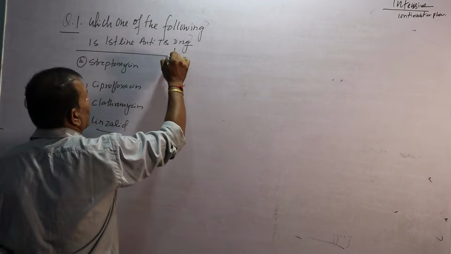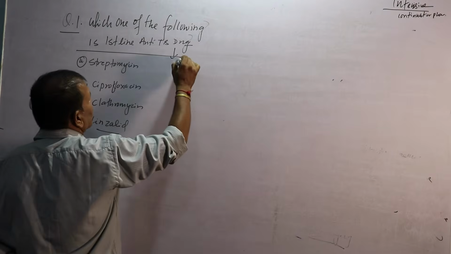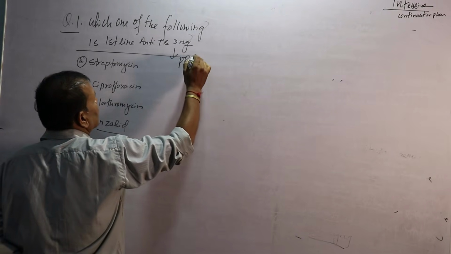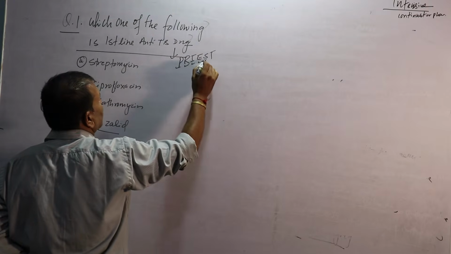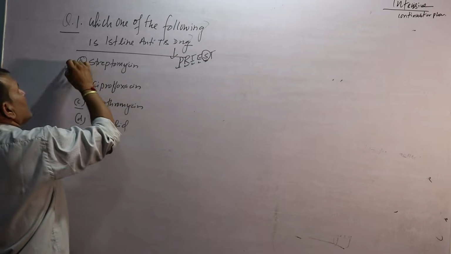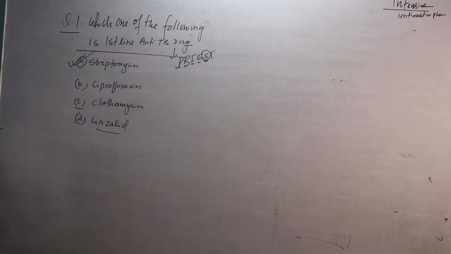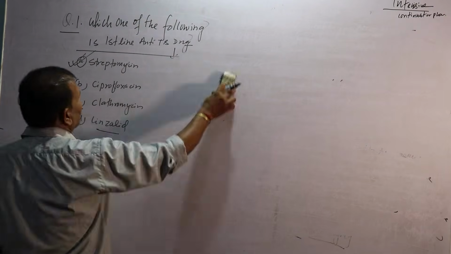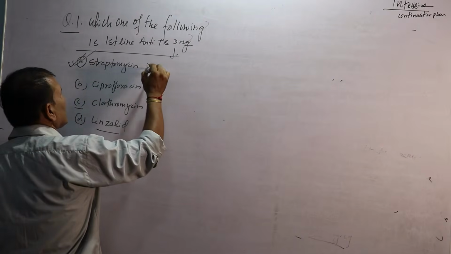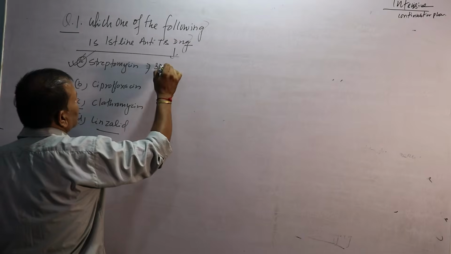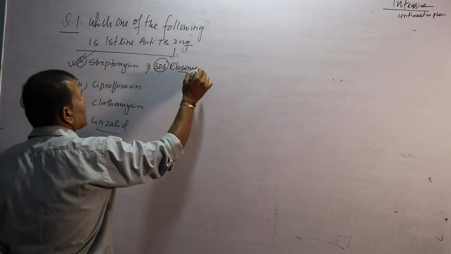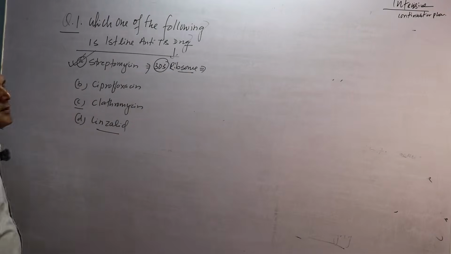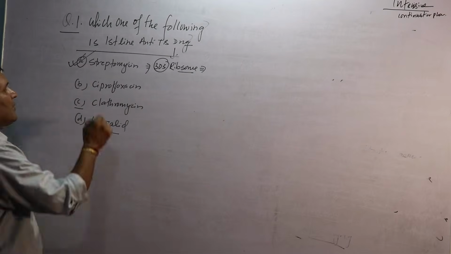We know the mnemonic of first line anti-TB drugs: PRIES. S is for streptomycin. So streptomycin is a first line anti-TB drug. Streptomycin is an aminoglycoside drug. It binds the 30S ribosome and is a protein synthesis inhibitor. Nephrotoxicity and ototoxicity are its common side effects.